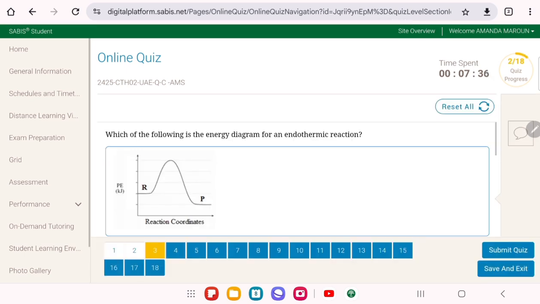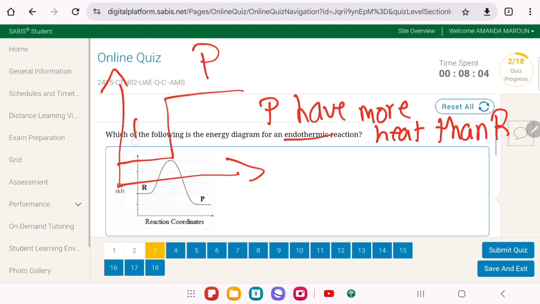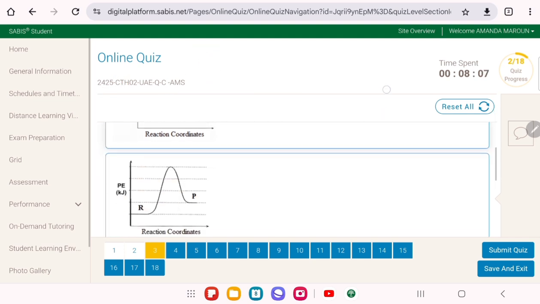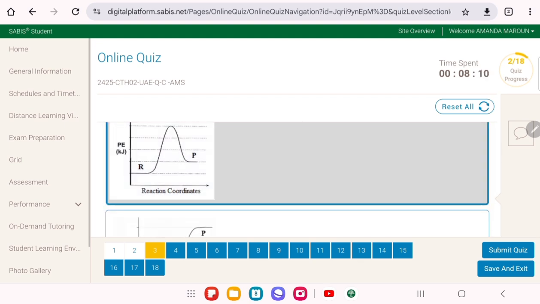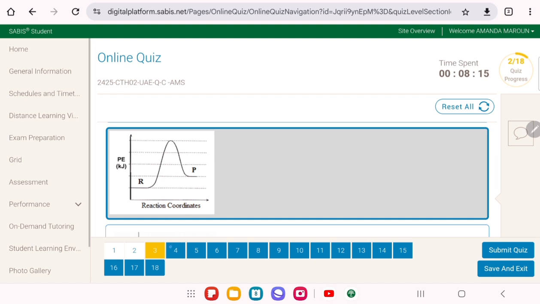Question number 3. Which of the following is the energy diagram for an endothermic reaction? When we talk about endothermic, we mean that the products have more heat than reactants. So you're gonna draw the graph like this. This is our reactants and this is our products. It's supposed to be something like that. So it's always an upward curve, never a downwards curve. So that means our correct answer is this.